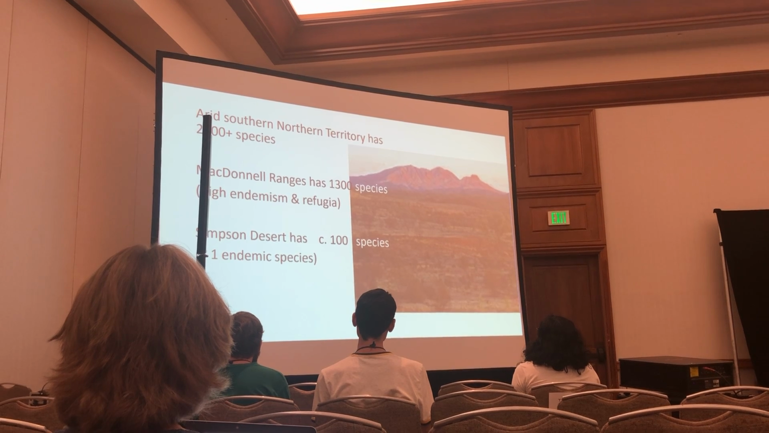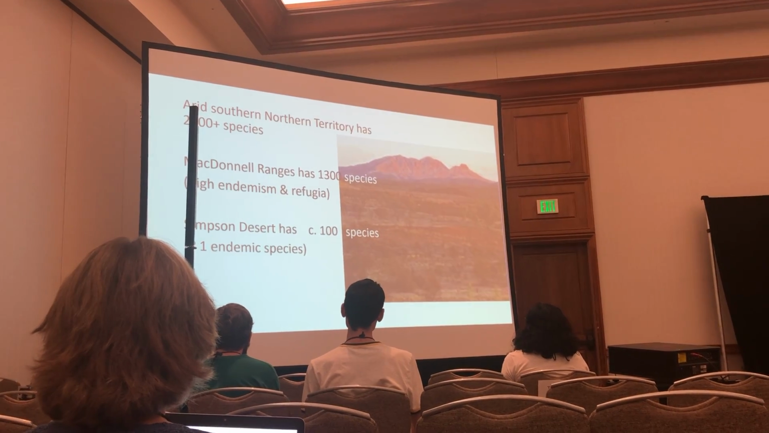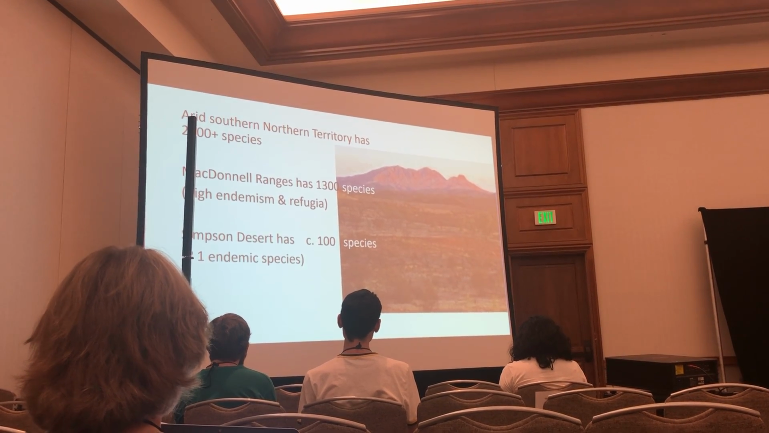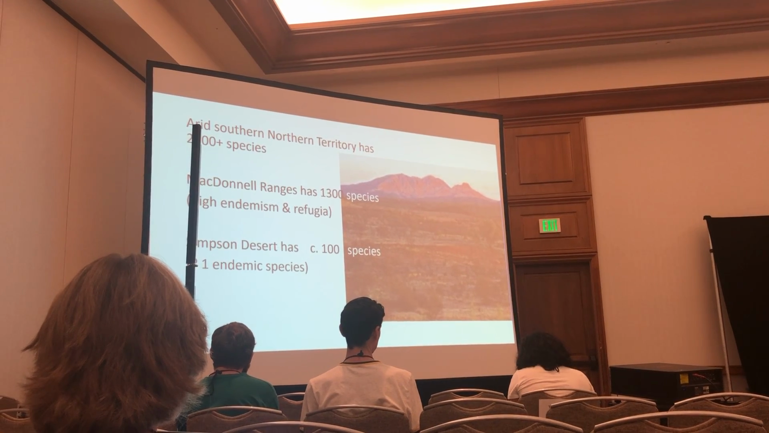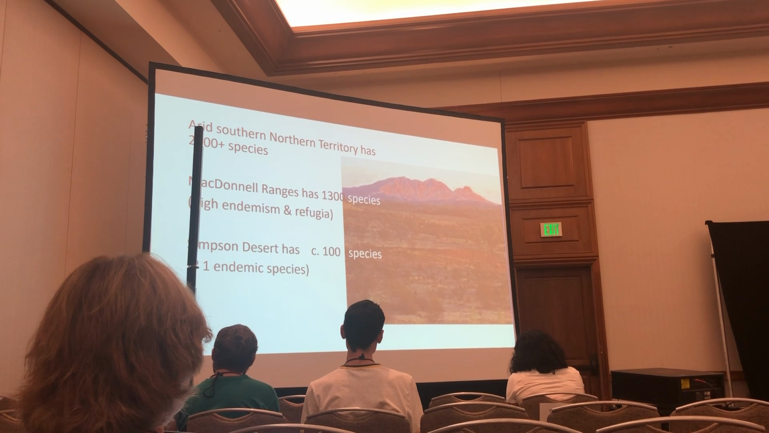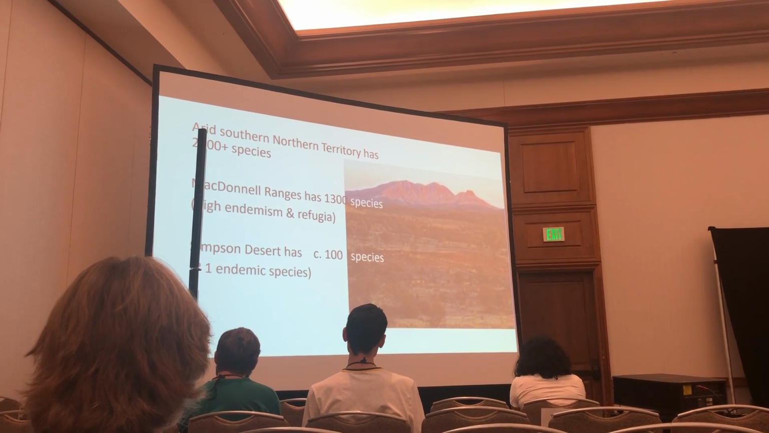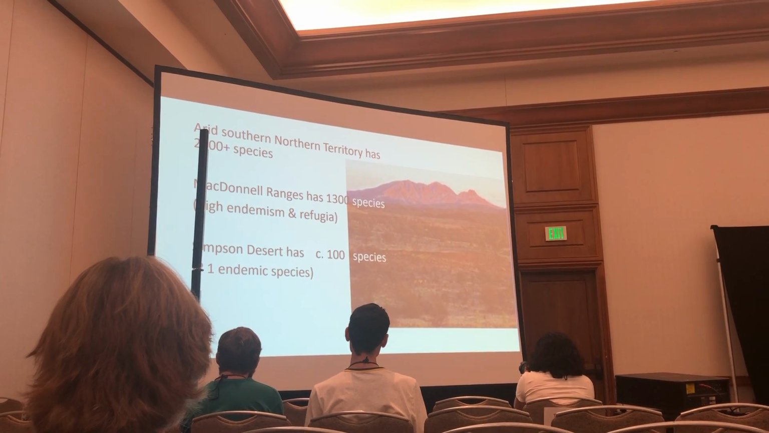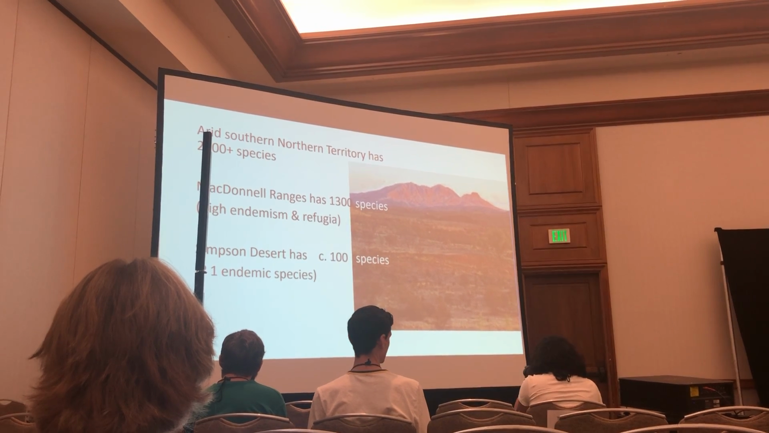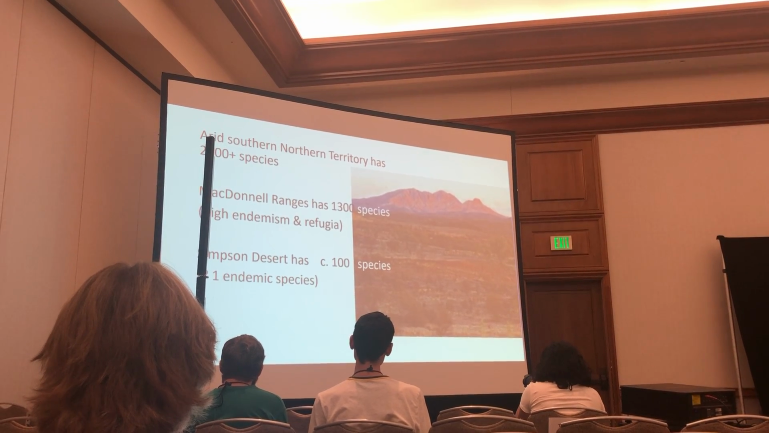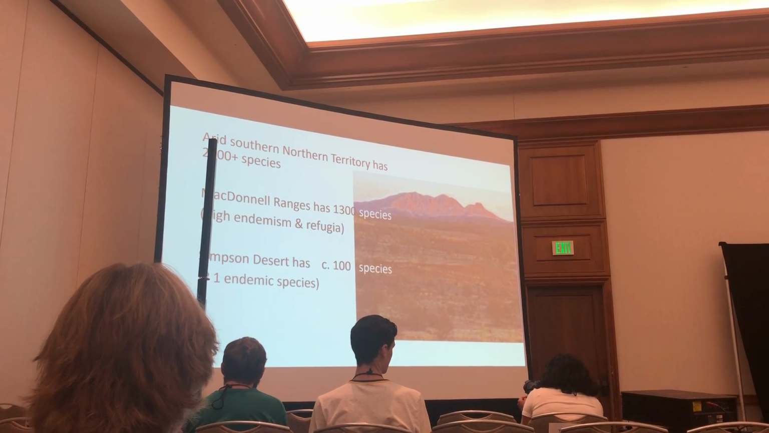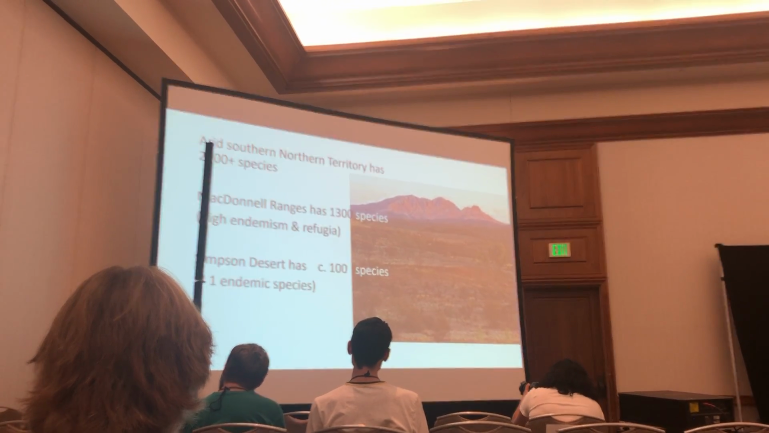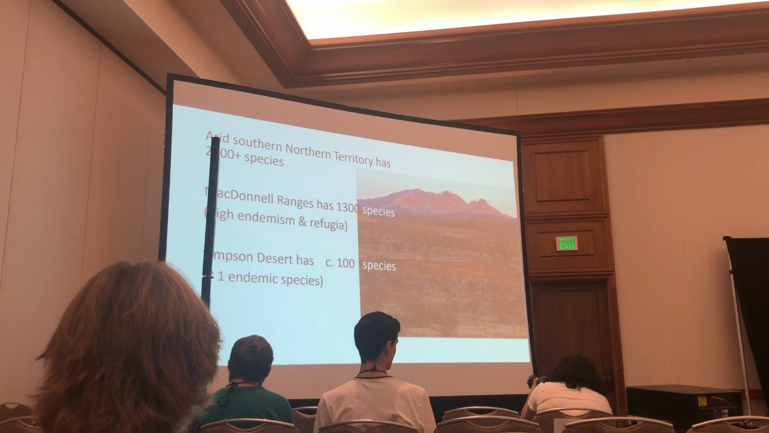Okay. The arid southern Northern Territory has approximately 2,300 species, which is quite large. To give you in context, the McDonnell Ranges, and you can see a lovely picture in the background there, one of our highest points, has 1,300 species. It's the second most botanically diverse area in the territory. The other is the more famous Kakadu, which has an extreme area of endemism.